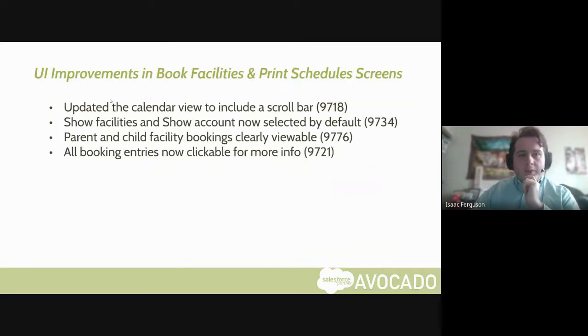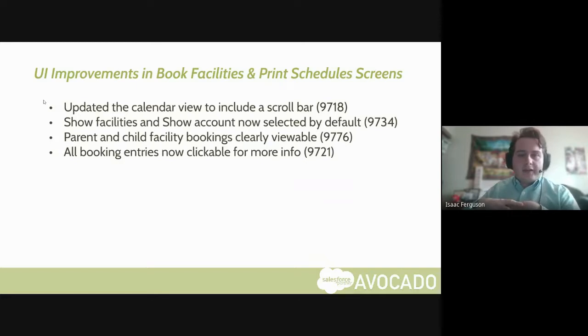And a few more UI improvements. These affect both the print schedule screen and the book facility screen. We've updated the calendar view to include a scroll bar. So I understand when we were generating those calendars with quite a few facilities, it would tend to get a bit bunched up. We've added a scroll bar to mitigate that.